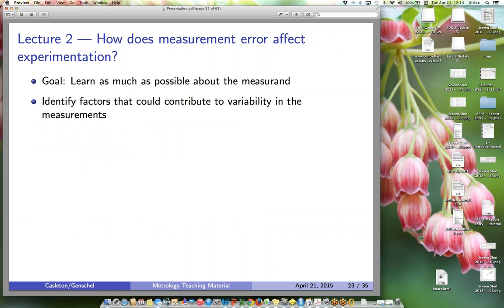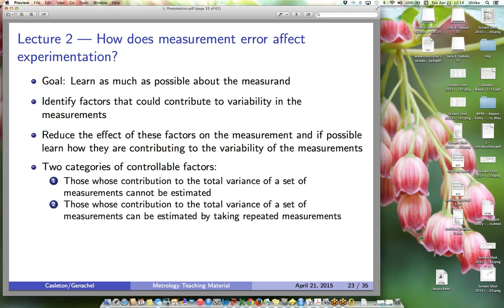Now, this is in the lecture notes, this is going to lead us to this discussion that there always are different sources of variability, and we start this discussion of identifying factors that could contribute to the overall variability in our measurements. And ideally, we want to not only reduce the effect of these factors, but we also want to learn a little bit about how they contribute to the variability of the measurements.